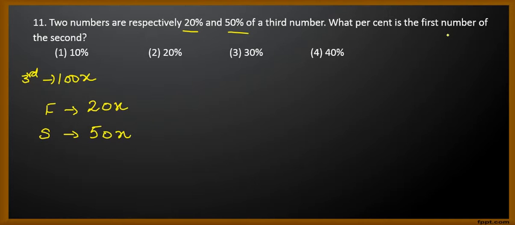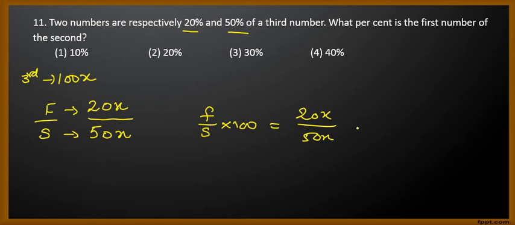The question: what percent of the second is the first? So here the first number is the required value, and the second number is the reference value. So the required percentage is first by second into 100. This ratio multiplied by 100 will give the percentage. So the required answer is first number by second number into 100, which is equal to 20x by 50x into 100, that equals 40%. So the answer is option 4.